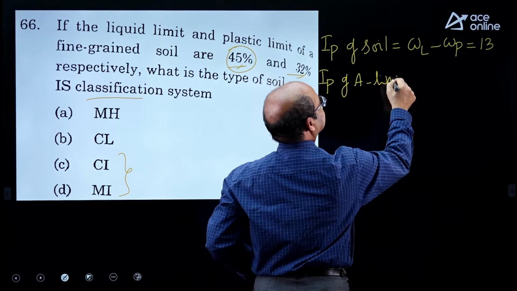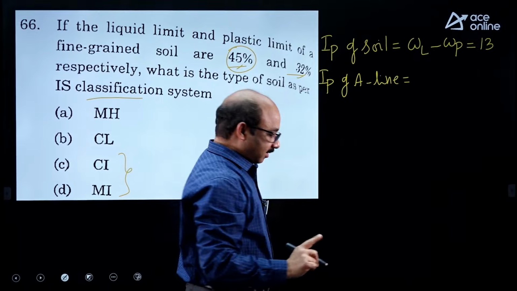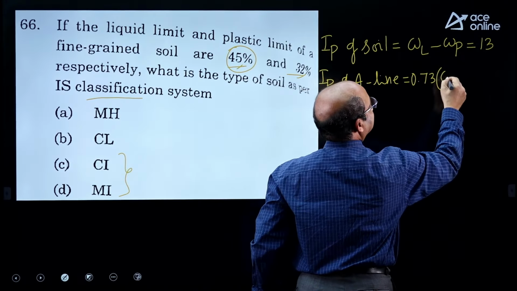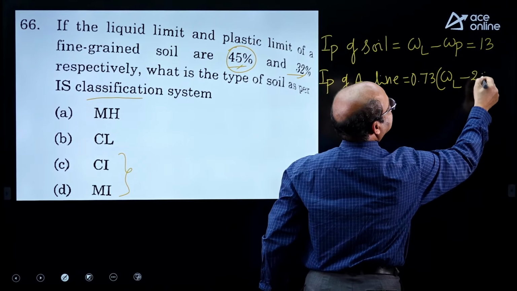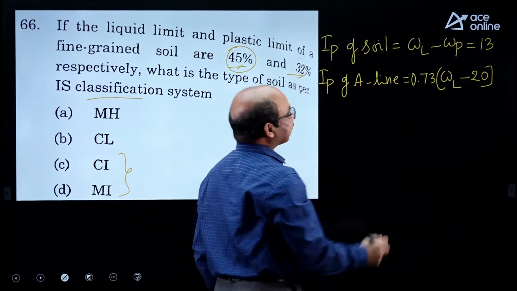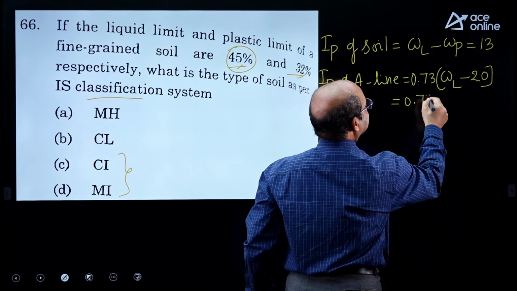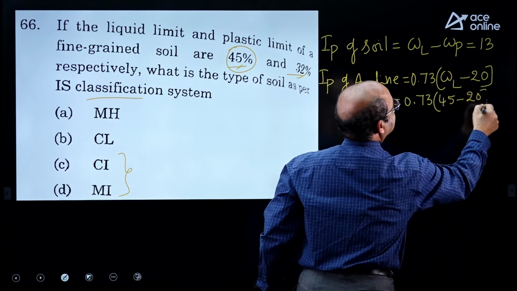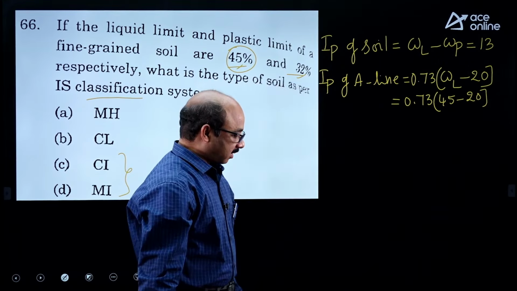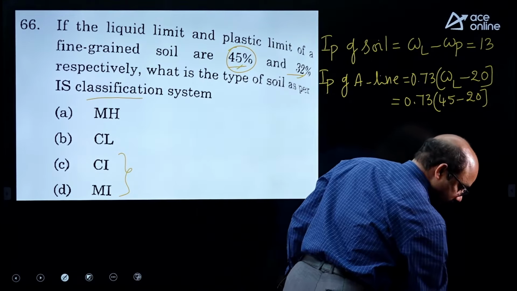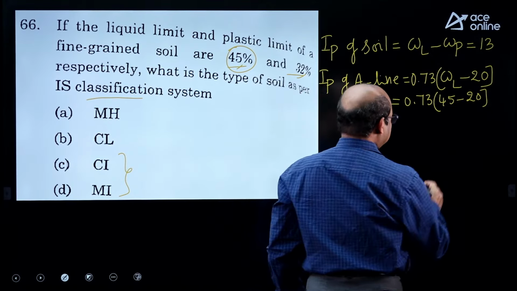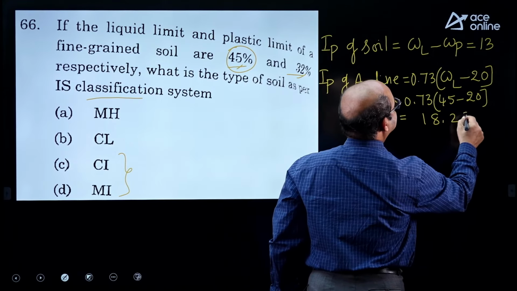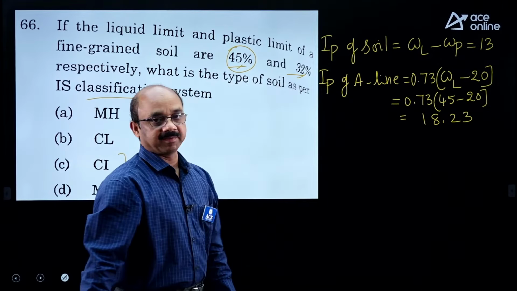IP of A line. Hope you know the formula. We have the formula like this, 0.73 into liquid limit minus 20. When you substitute the data there, 0.73, liquid limit is given 45 minus 20. So 25 into 0.73. I have made the calculation, it comes to exactly around 18.23, IP of A line.